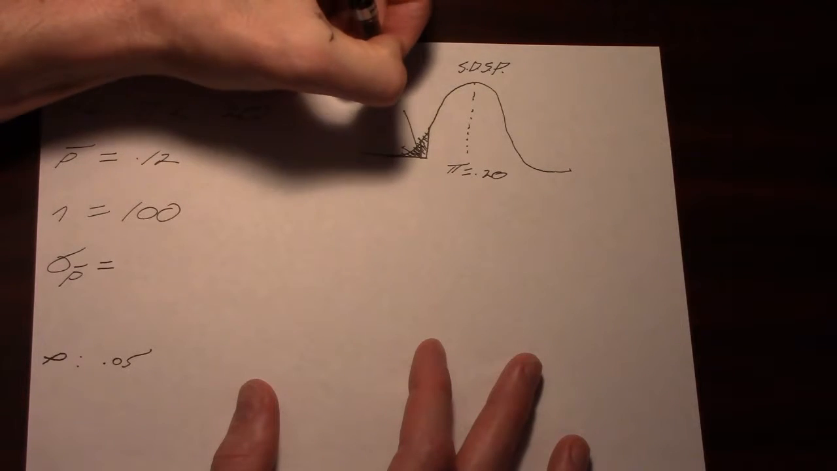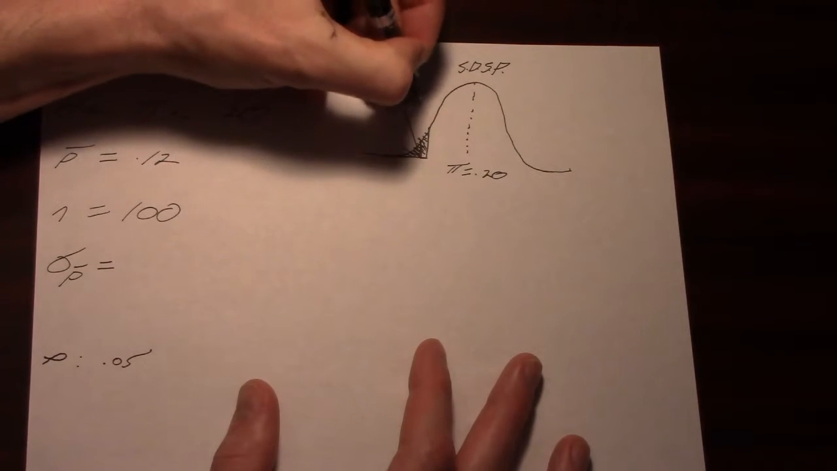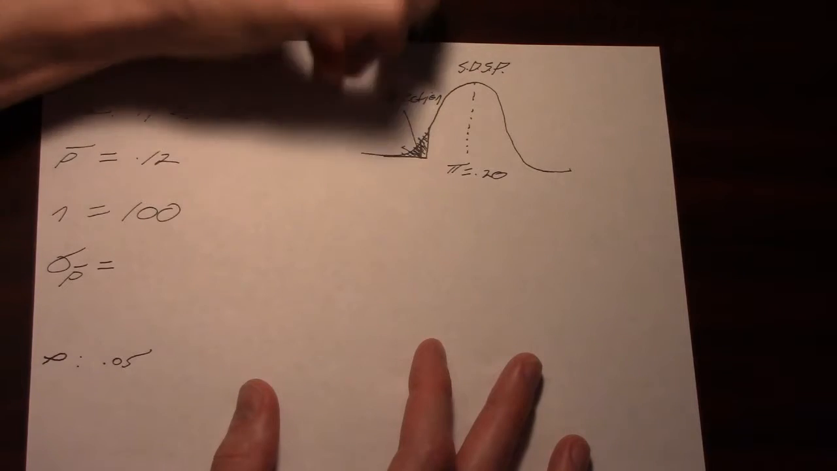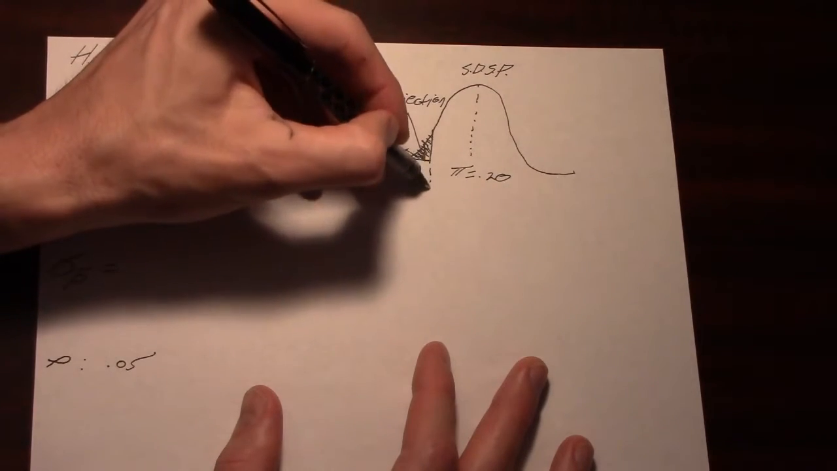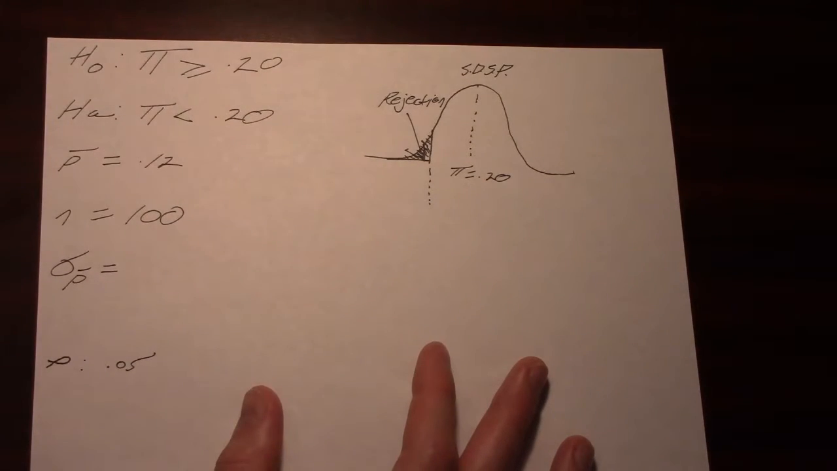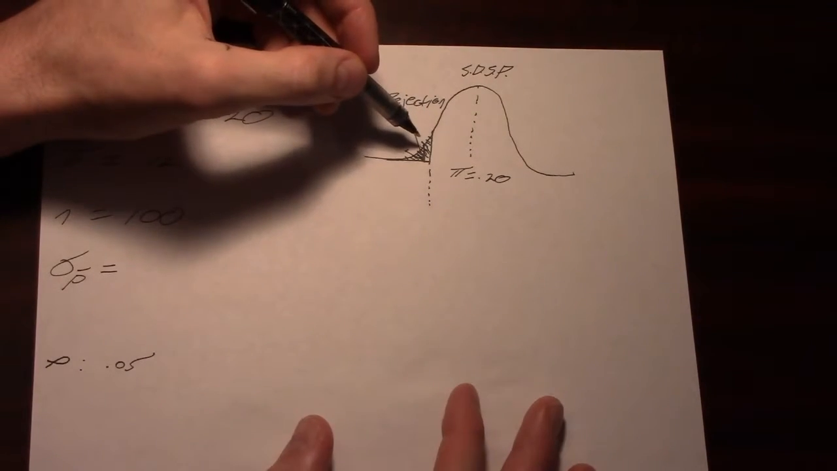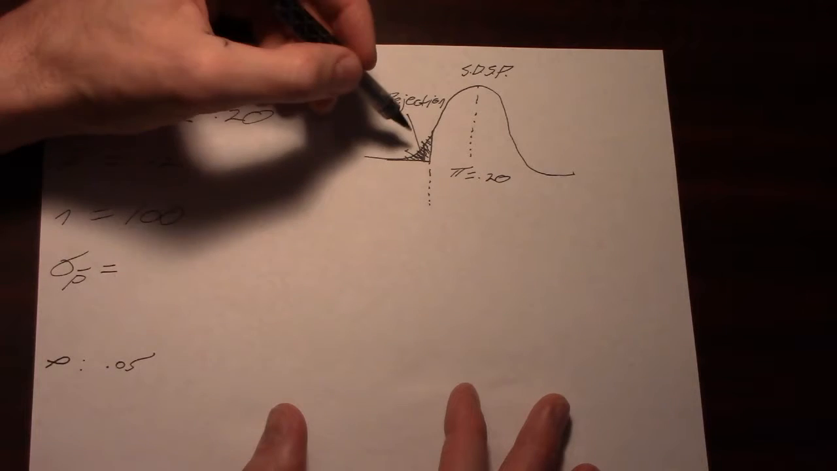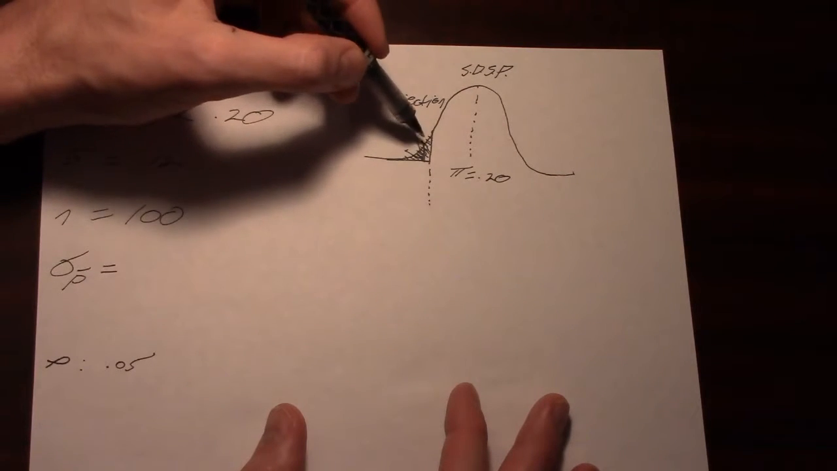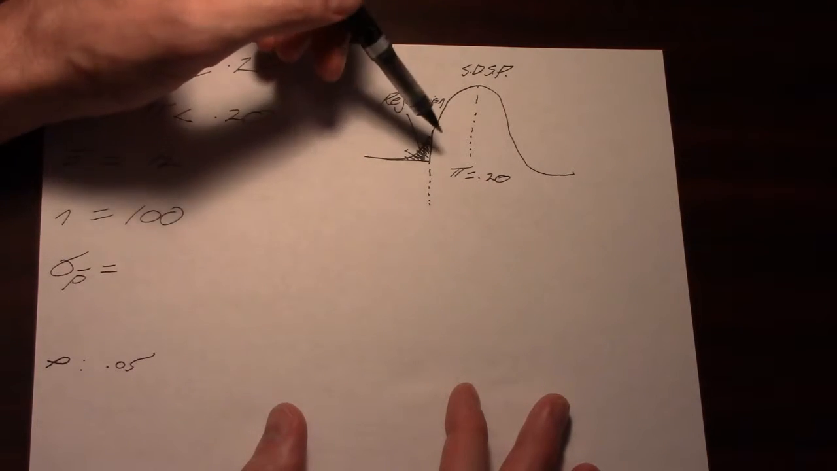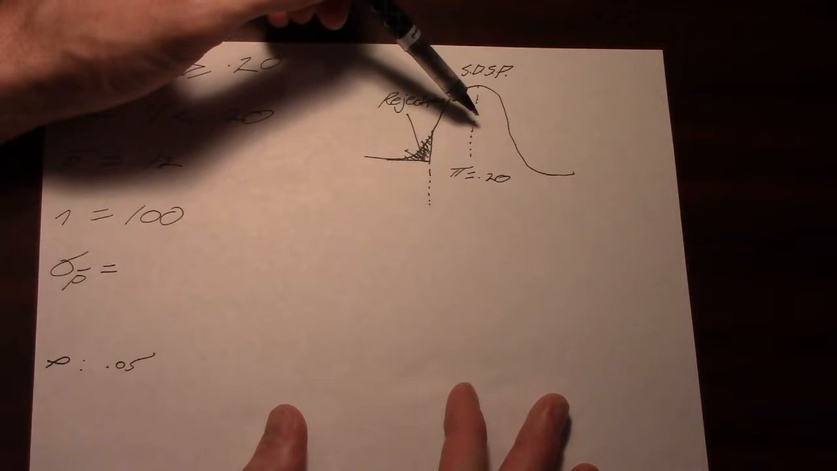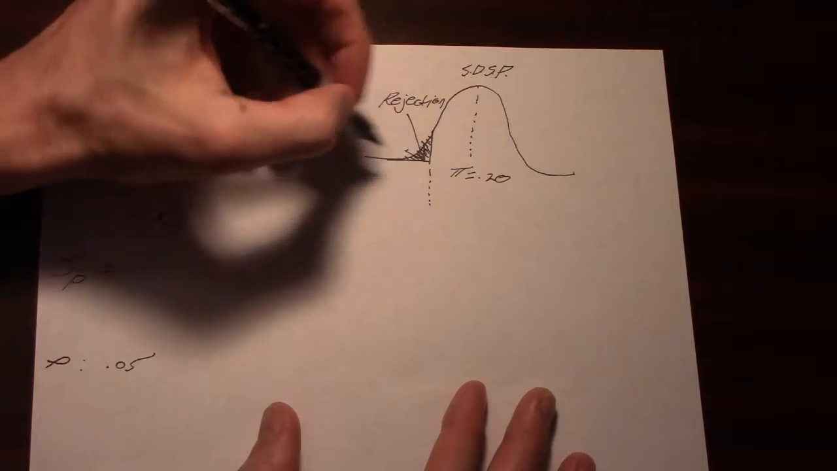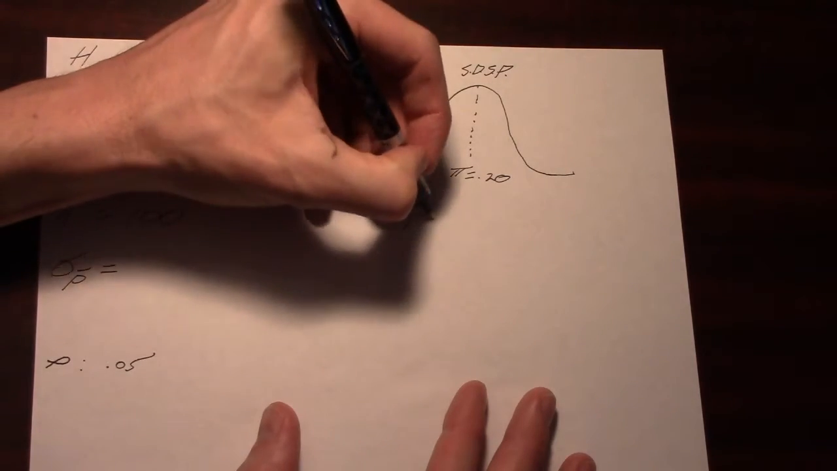So we'll call this our rejection region. Alright, let's find the critical value, the z value, associated with that rejection region. It's going to be the z value that separates the bottom 5% of the data from the top 95% of the data in any normal distribution. And we know that number to be 1.65.